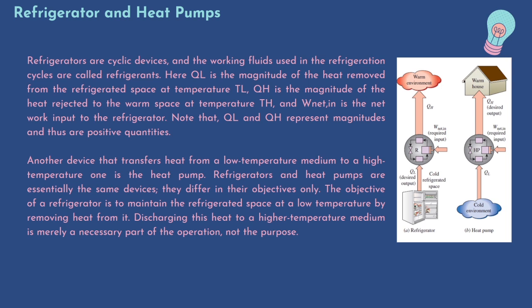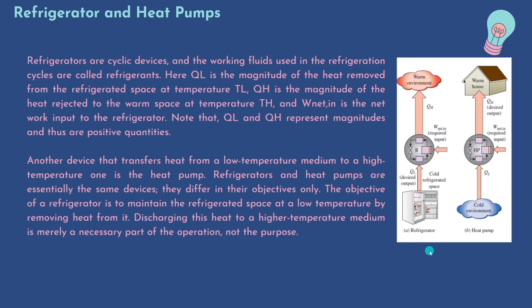Here, QL is the magnitude of the heat removed from the refrigerated space at temperature TL. QH is the magnitude of the heat rejected to the warm space at temperature TH, and W net in is the net work input to the refrigerator. Note that QL and QH represent magnitudes and thus are positive quantities, as you can see in the diagram on the side.